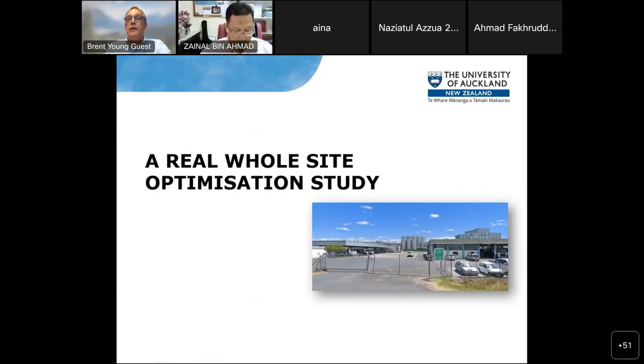So before we get into that, I'll step back and look at some of the sort of things that industry wants us to look at and where we think digital twins might be applied, because this is a bit of a journey. This is a real whole site optimization study conducted for Fonterra, which is New Zealand's biggest company.